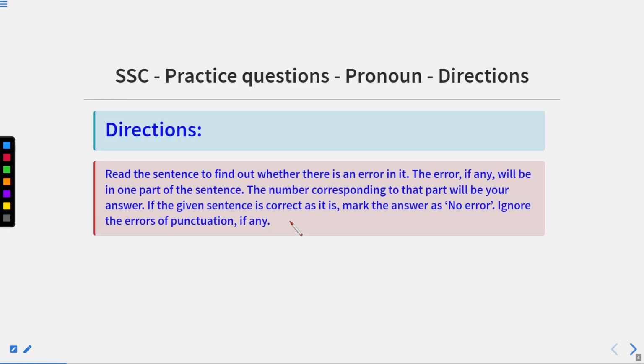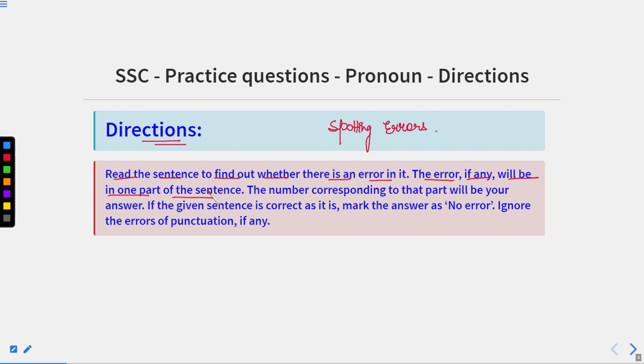Okay, so these are the directions given to us for doing these questions. Now the directions are as follows. Read this sentence to find out whether there is an error in it. Now it means that these are spotting errors based on the chapter pronoun. And what are these spotting errors? Spotting errors are actually sentences which are divided into several parts, out of which we have to find out the error. It means that part we have to look for which contains the error. Okay, the error, if any, will be in one part of the sentence.